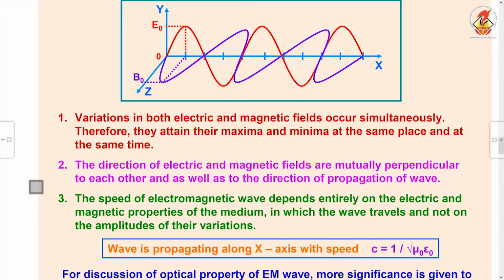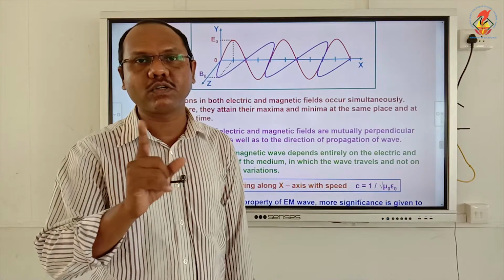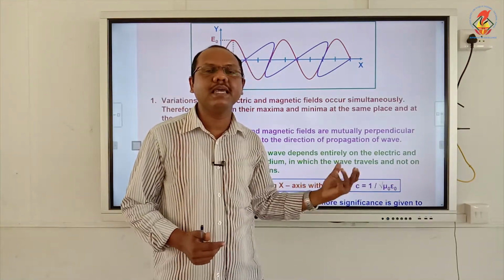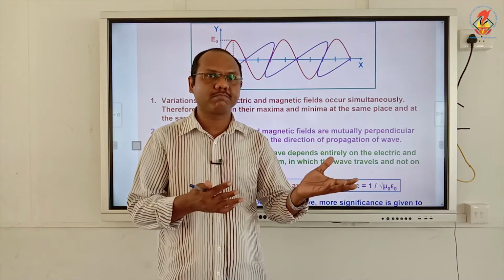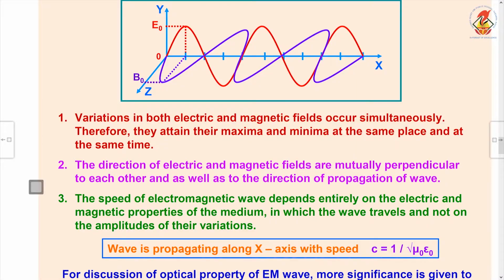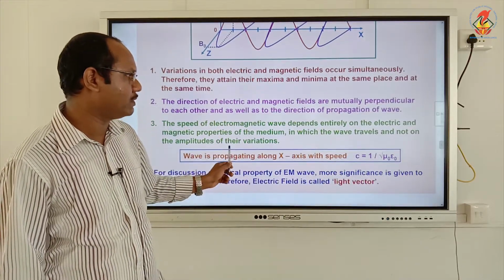And if a wave is propagating along the x-axis, then its speed is given by c equal to 1 by root of mu 0 epsilon 0, where mu 0 is the permeability and epsilon 0 is the permittivity. Now, c is the speed of light in free space, in vacuum. So mu 0 is the permeability of free space, epsilon 0 is the permittivity of free space. That is the maximum speed the wave can achieve.